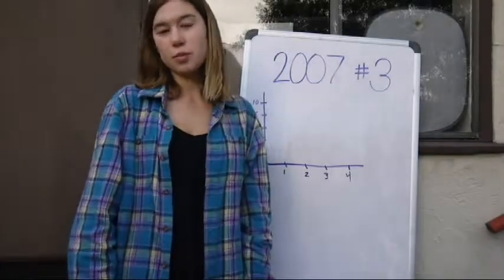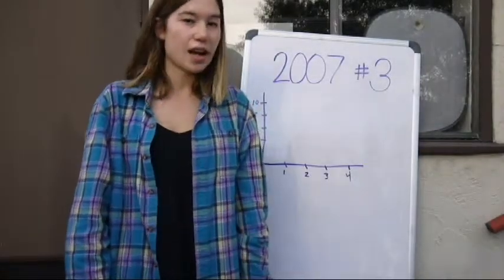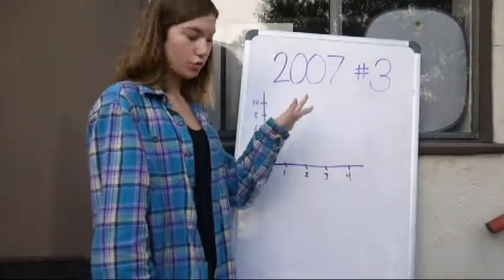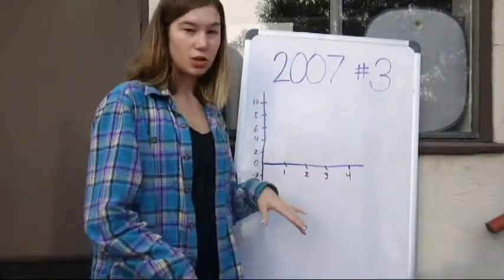I'm Jessie McConville from Mr. Farrar's second period class, and I'm going to be working through the FRQ problem from 2007, number 3. So this problem is a tabular problem.